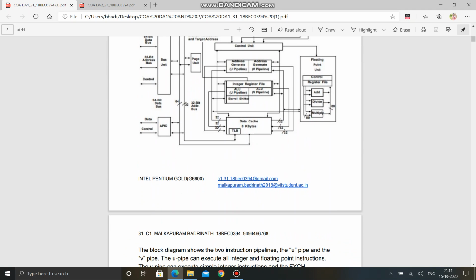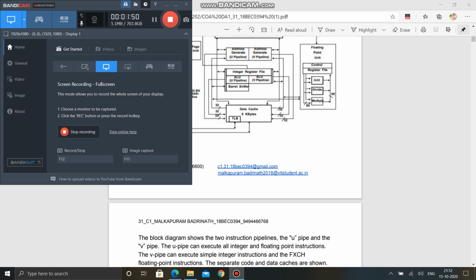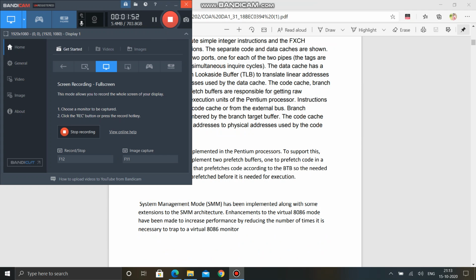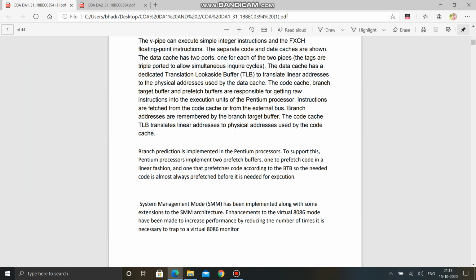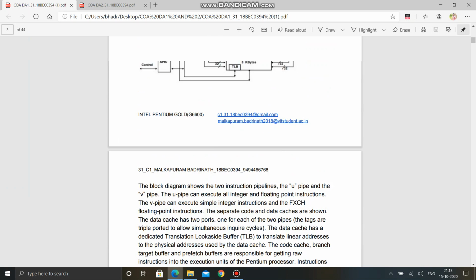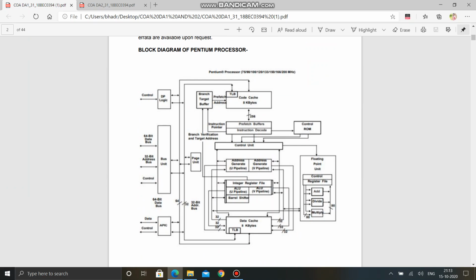The block diagram shows the two instruction pipelines, the U pipe and the V pipe. The U pipe can execute all integer and floating point instructions. The V pipe can execute simple integer instructions and the FXCH floating point instruction. The separate code and data caches are shown. The data cache has two ports, one for each of the two pipes.